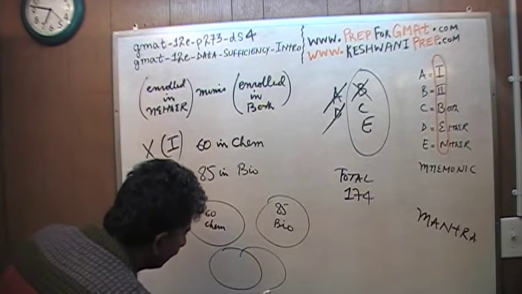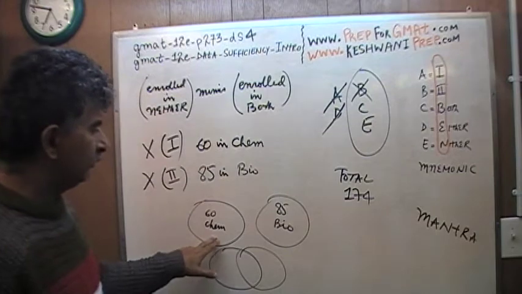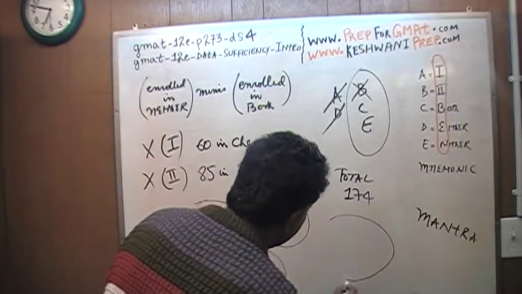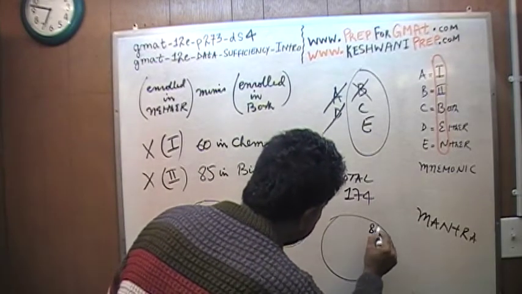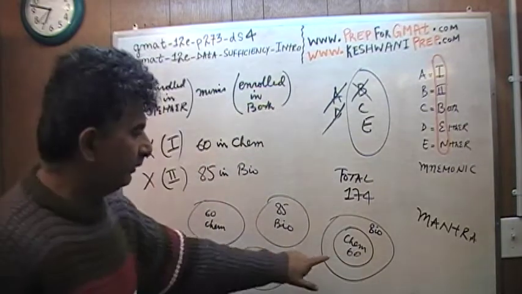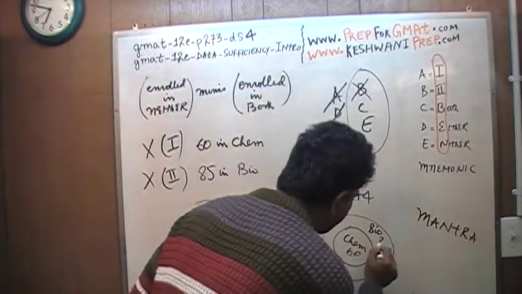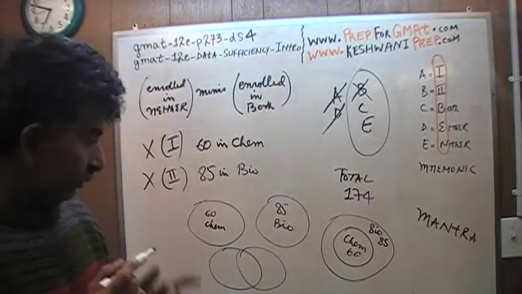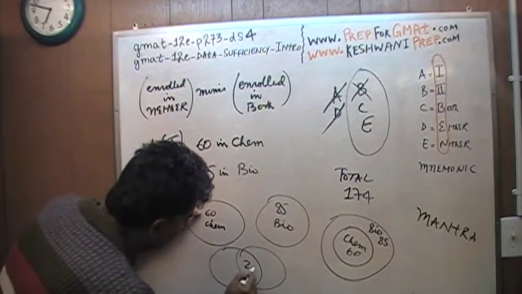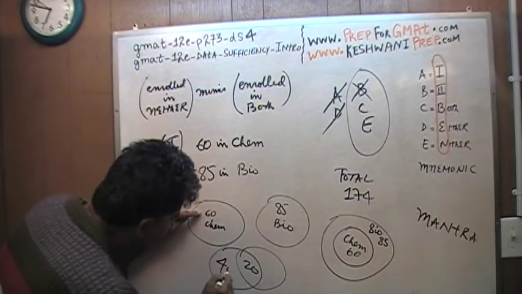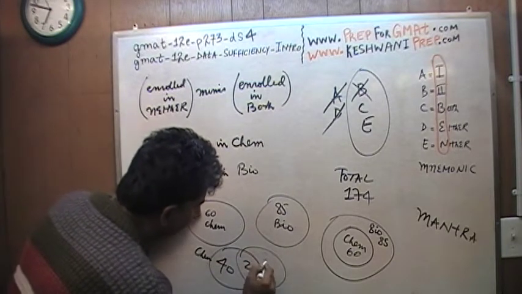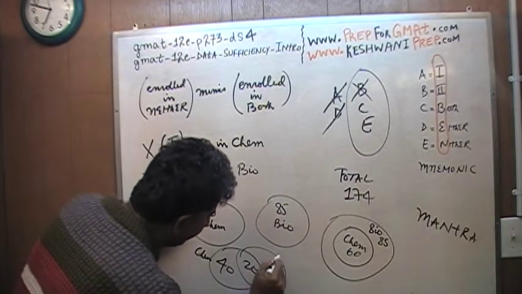I do not know whether they overlap a little bit. Maybe 20 of these people are taking chemistry, just a little bit of overlap, or maybe all 60 of the people who are taking chemistry are also taking biology. Or maybe it could be a situation like this. Maybe 20 of these people are taking both. So out of 60, 40 of them are taking only chemistry. This is chemistry. This is biology. So 85 minus 20 would be 65.